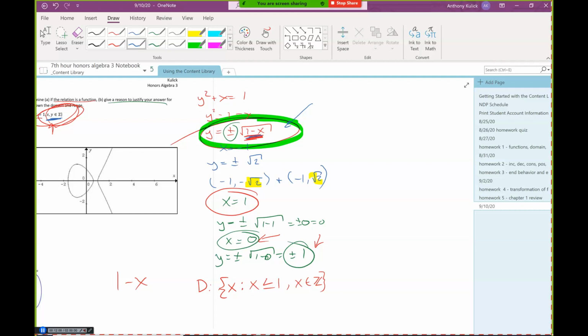If there's nothing that can give me undefined, the domain is just going to be all real numbers, or in this case, all the integers. But here something can get undefined because I have this square root going on, right? When is a square root undefined? When you're taking the square root of a negative. Okay with that? So whatever is underneath the square root, in this case 1 minus x, has to be non-negative, greater than or equal to 0.